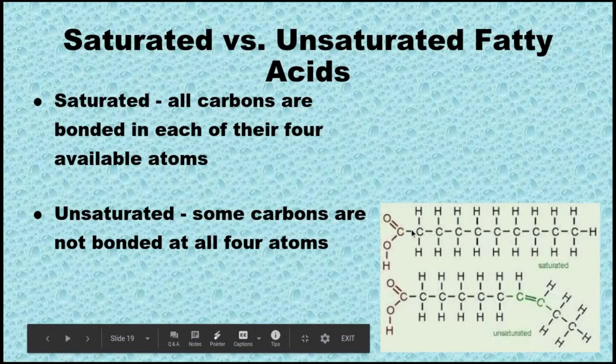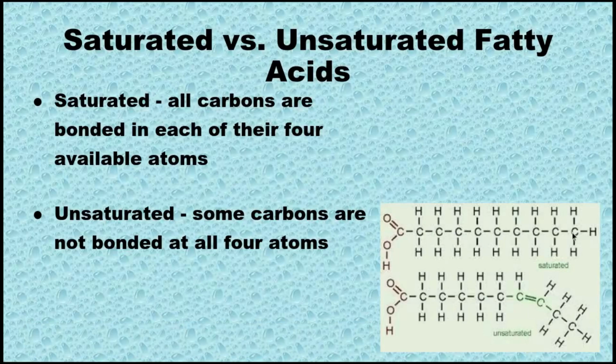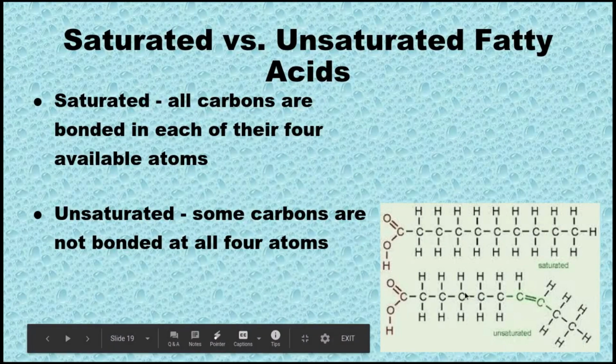So if we're looking at a saturated fatty acid, if we look at all of these different carbons, every single one of them has all 4 bonds filled up. So they are saturated with hydrogens. If we're looking at unsaturated, we have a part here, we can see this one doesn't have that extra hydrogen on the side. It's bonded with that carbon. So it's not full of all of the possible hydrogens that it could be. So that's considered to be unsaturated.